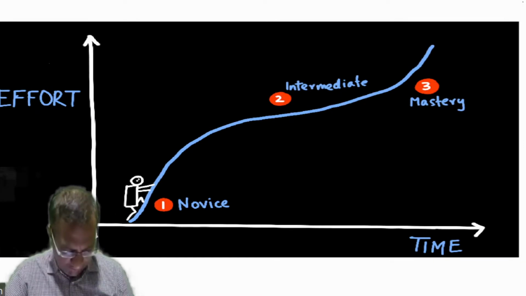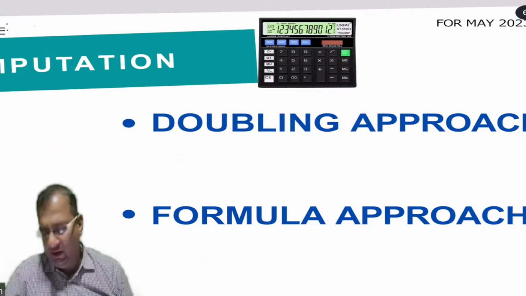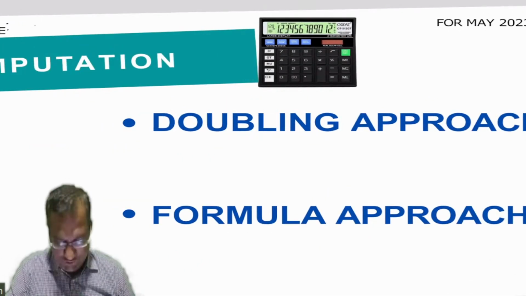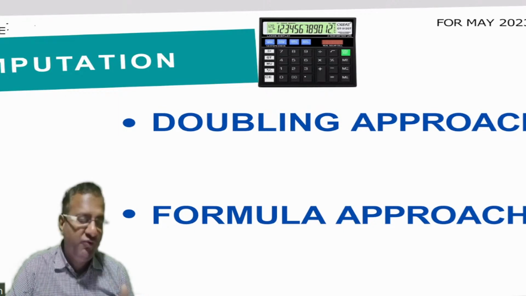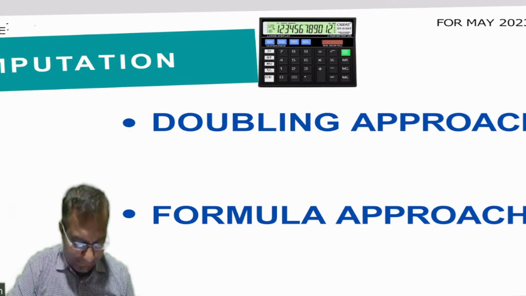ठीक है, चलिए बेटा. अब अगर हम इसके कंप्यूटेशन की बात करते हैं, so we are having two approaches, doubling approach and formula approach. Please write down बेटा. Computation.